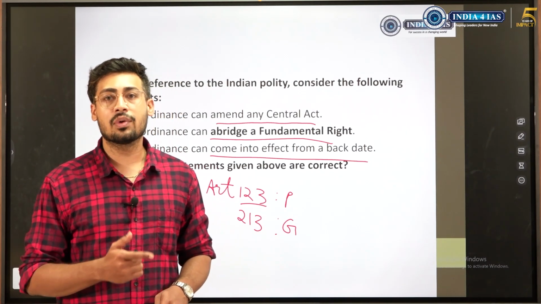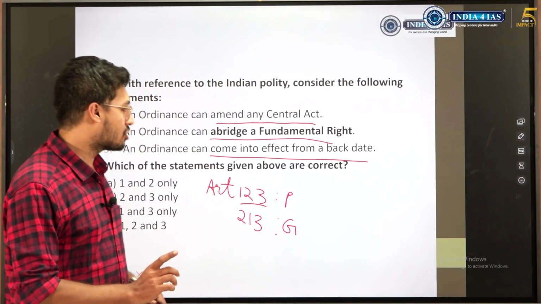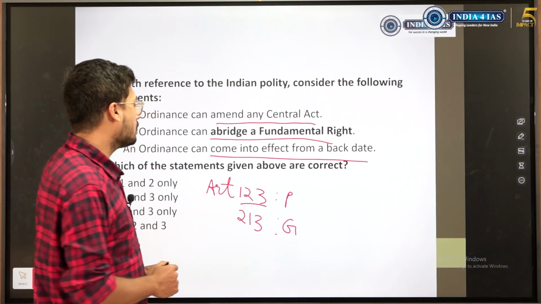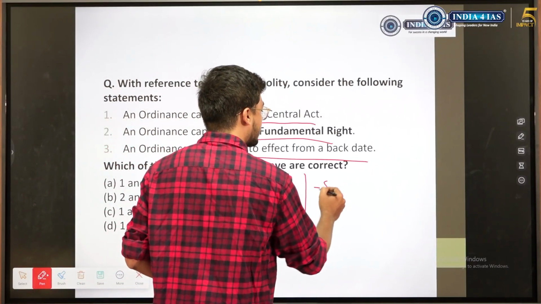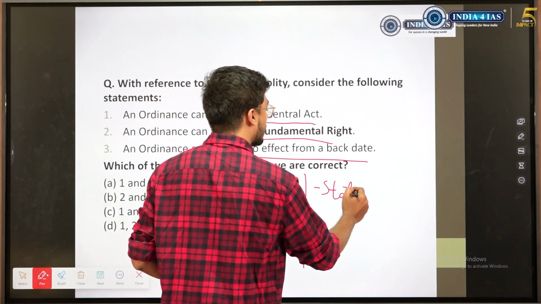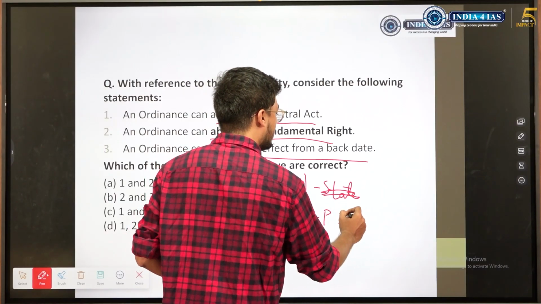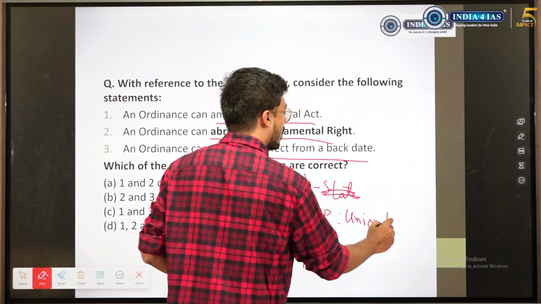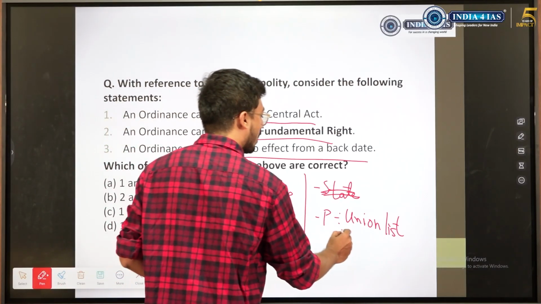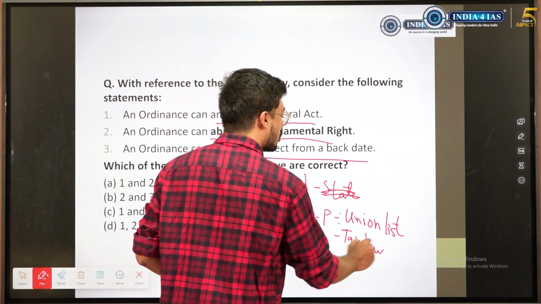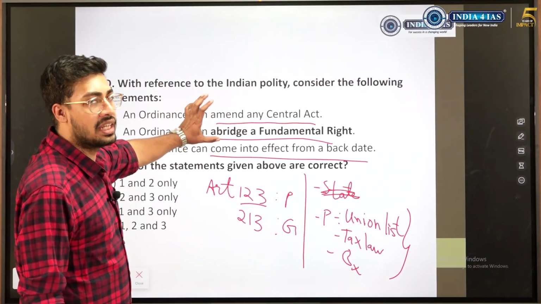Ordinance power is exercised by the president or governor on the aid and advice of the council of ministers. So this power of the president or governor is not discretionary. We should know this much of the basics. And what can an ordinance do? If you are dealing with the president, then an ordinance can be used to make laws on subjects in the union list, or it can be used to make a tax law, but it cannot be used to make changes to the constitution. Only after knowing these three basics can we go on to solve this.